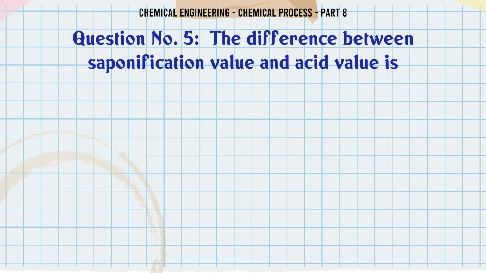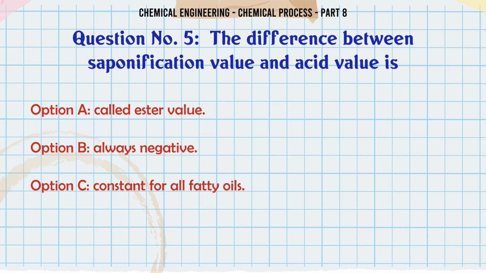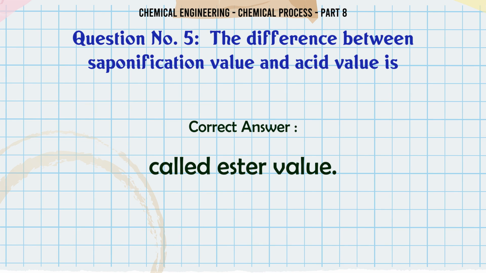The difference between saponification value and acid value is A. called ester value, B. always negative, C. constant for all fatty oils, D. none of these. The correct answer is called ester value.